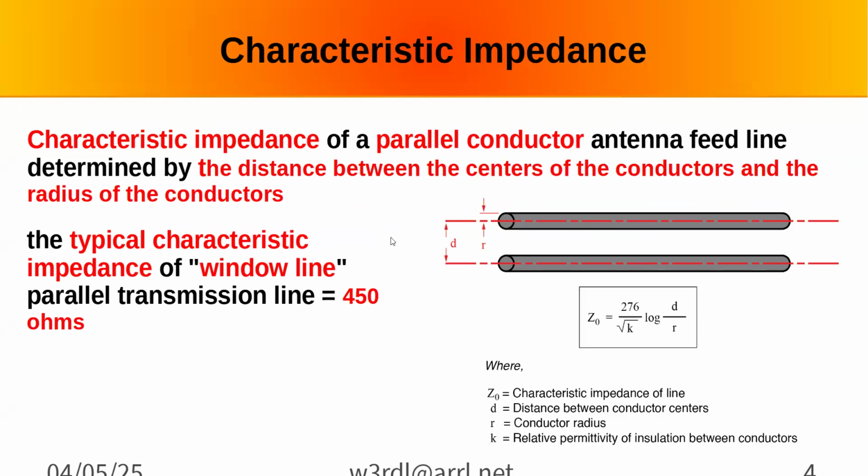So if I have parallel conductors, the formula is a little bit different and you don't need to remember it, but it's down there: 276 divided by the square root of the permittivity constant times the log of the distance between centers to the conductor radius. So as you see, the distance between centers is on the top. So the larger that is, the higher the impedance is going to be.